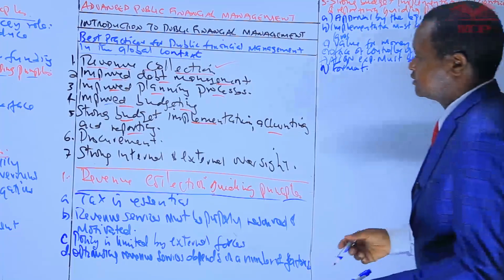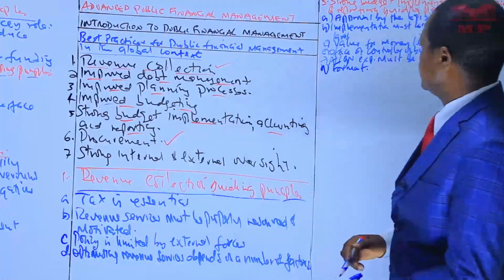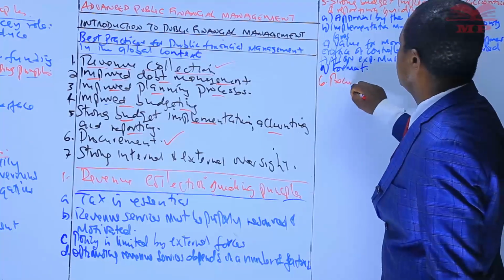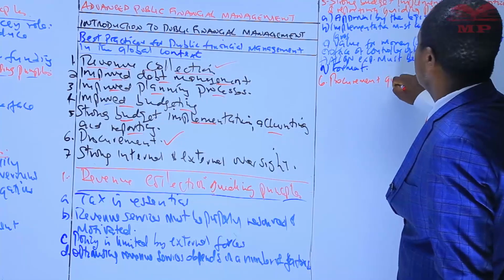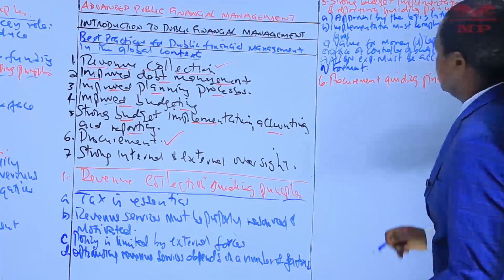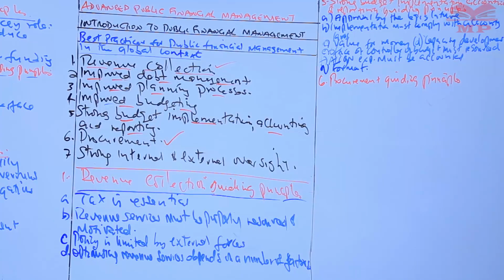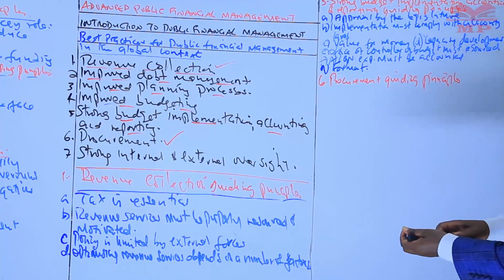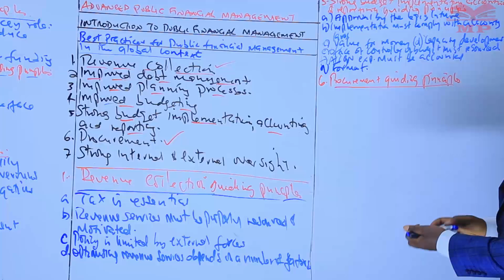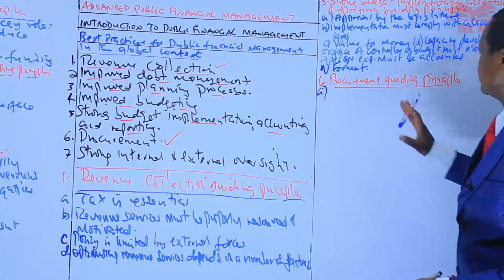Moving on to the sixth set of principles, we have number 6, procurement guiding principles. There should be clear rules on open and accountable procurement policies based on the following guiding principles.